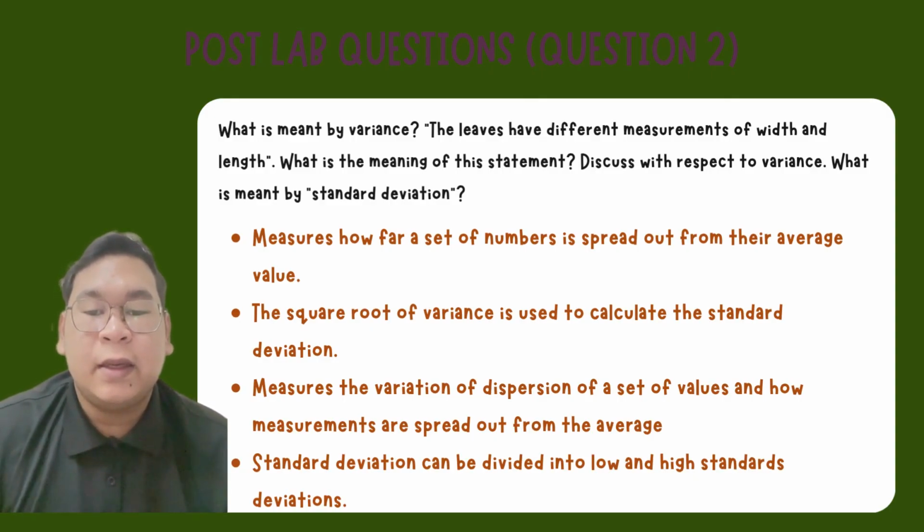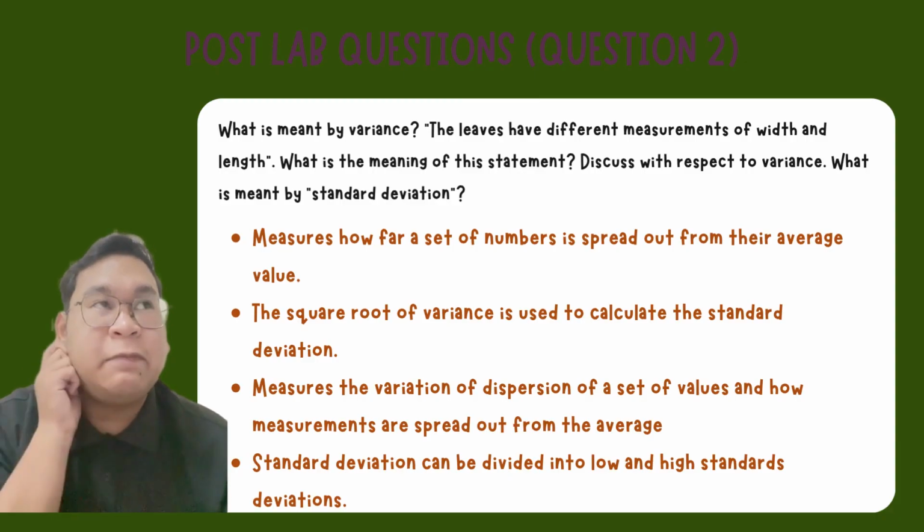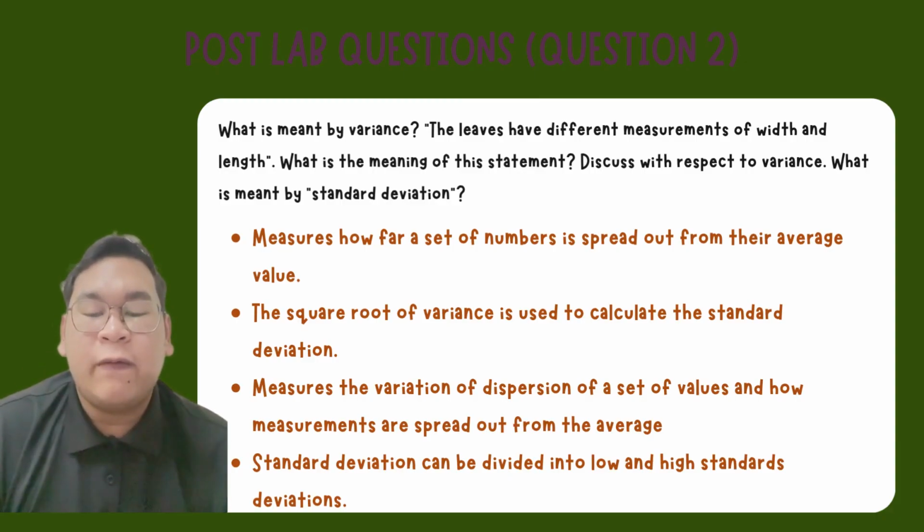The answer is, first, it measures how far a set of numbers is spread out from their average value. The square root of variance is used to calculate the standard deviation. Third, it measures the variation or dispersion of a set of values and how measurements are spread out from the average. And standard deviation can be divided into low and high standard deviation.